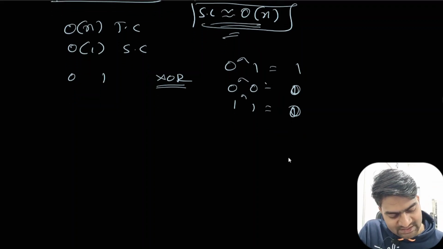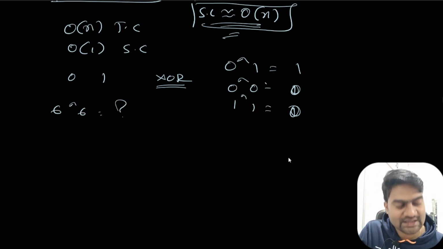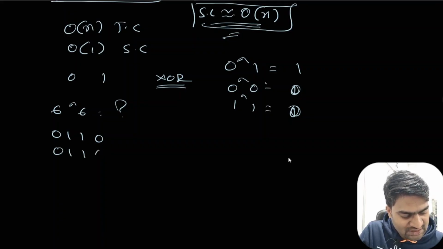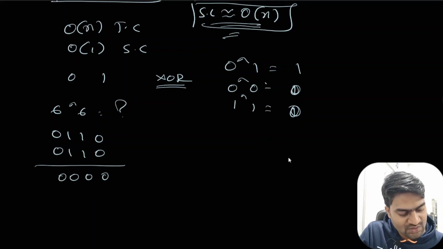So if that is the case, then assume you have some number, maybe 6. If you XOR it with 6, what will you get? Let's write that 6 will be represented as 0, 1, 1, 0. Now again it should be XORed with 0, 1, 1, 0. 0, 0 will be 0, 1, 1 will be 0, 1, 1 will be 0, 0, 0 will be 0. So if you XOR any number with itself, it will give us 0.